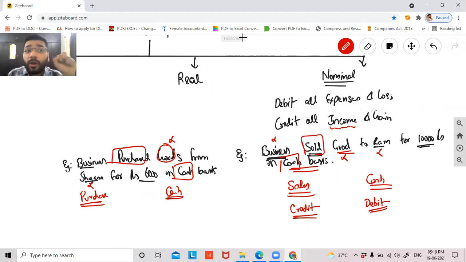Therefore, I have to knock the door of nominal account and get the help of the nominal rule. Nominal says debit all expenses and losses, credit all incomes and gains. So purchase, guys, now you tell me, should I debit or credit? Debit. See, I did not answer, you answered. I just questioned. Now tell me, if purchase is debit, cash will be what? Credit. Obviously opposite, credit. One debit means obviously another will be credit.